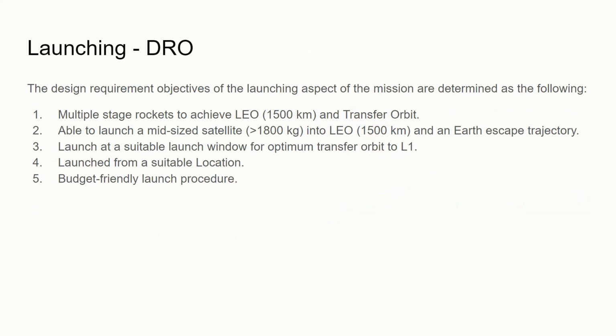For the launching of DRO, the multiple stage rockets need to achieve low Earth orbit and transfer orbit, be able to launch a mid-sized satellite into low Earth orbit and an Earth escape trajectory, launch at a suitable launch window for optimum transfer orbit to L1, launch from a suitable location, and have a budget-friendly launch procedure.